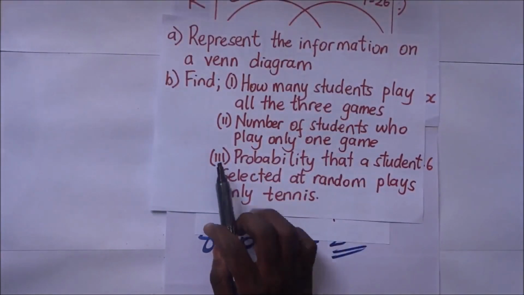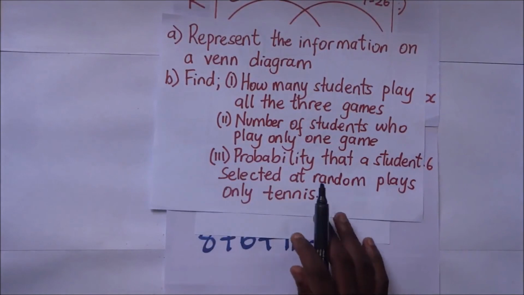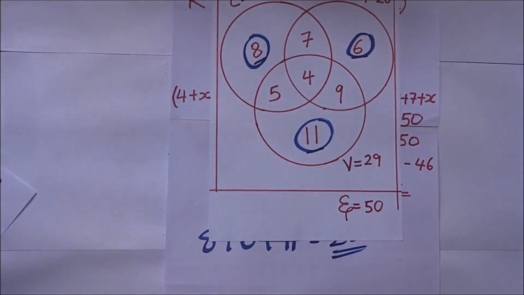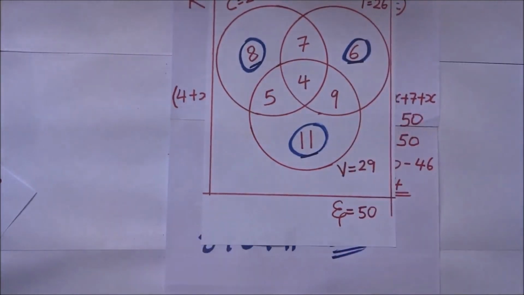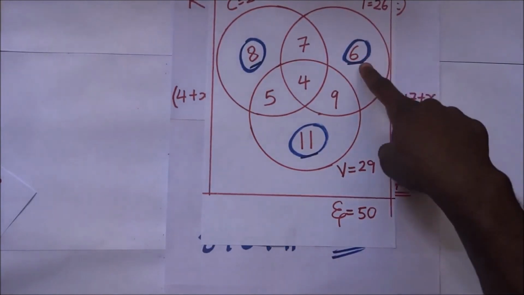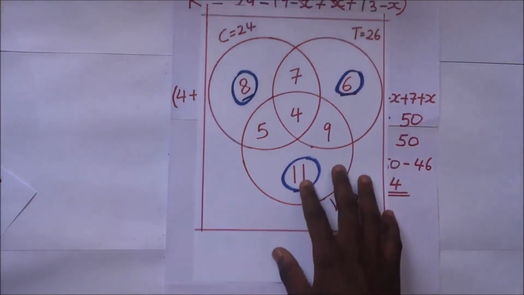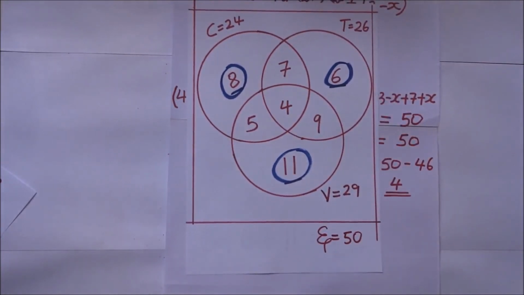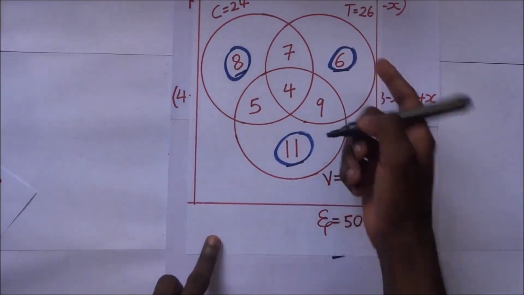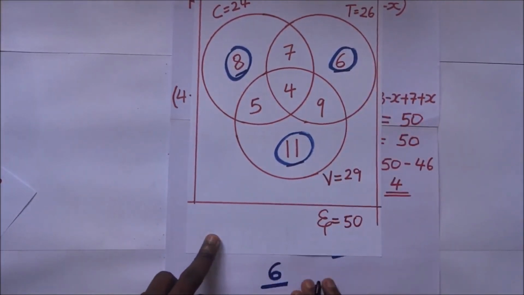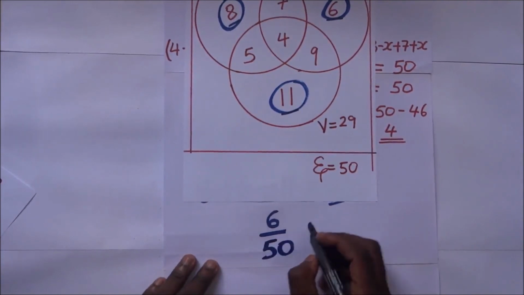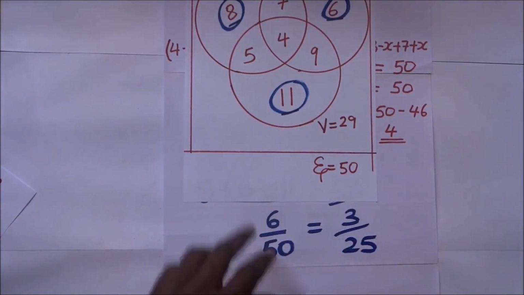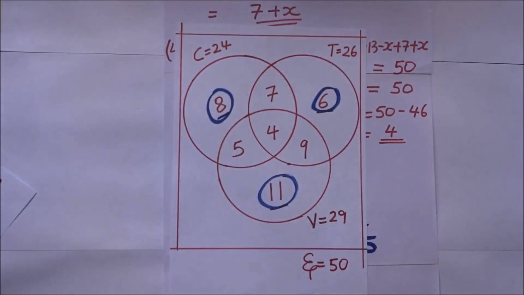Then Roman 3, they're asking us to find the probability that a student selected at random plays only tennis. So those students who play tennis only are 6. So the probability is going to be equal to the number of students who play the game divided by the total number of students who play the games, which is 50. So the probability is going to be equal to 6 over 50, which is going to end up 3 over 25. That's the probability that a student selected at random plays only tennis.